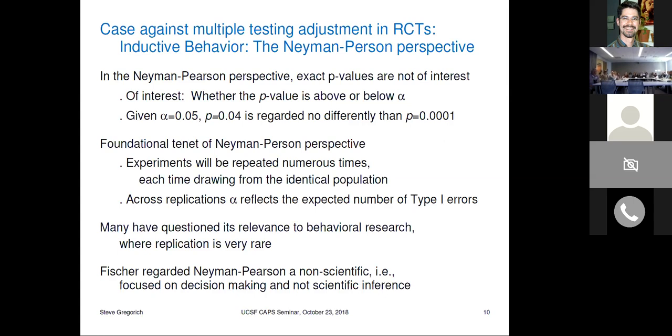And then, in Neyman-Pearson, there's this whole idea that experiments will be repeated numerous times, each drawing from the identical population. A lot of people have questioned the relevance of this for behavioral research because replication is rare. And then there's the question of what the identical population is. Show me you're really tapping into the identical population. Can you even define the population when you're talking about humans? With widgets, yes. Humans, maybe not. And Fisher just regarded Neyman-Pearson as non-scientific because it was too decision-based and not inference-based.